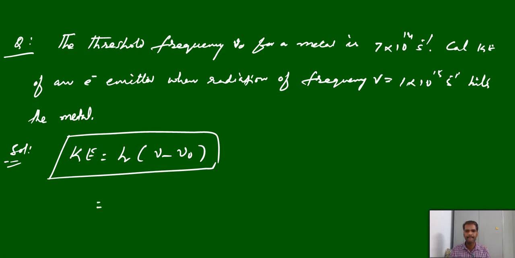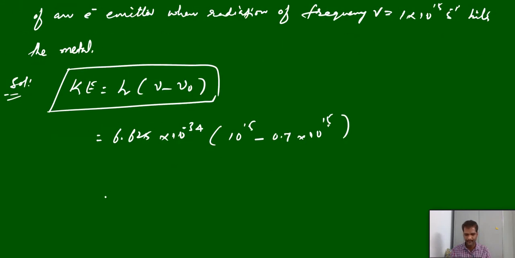Sir, 1.9 to the power of minus 19. Yes, Raghu. So here 6.625 into 10 power minus 34 joule second, into (10 power 15 minus 7 into 10 power 14), you can write this as 0.3 into 10 power 15. So simplify, what does it come to? 1.98 into 10 power minus 19 joules.